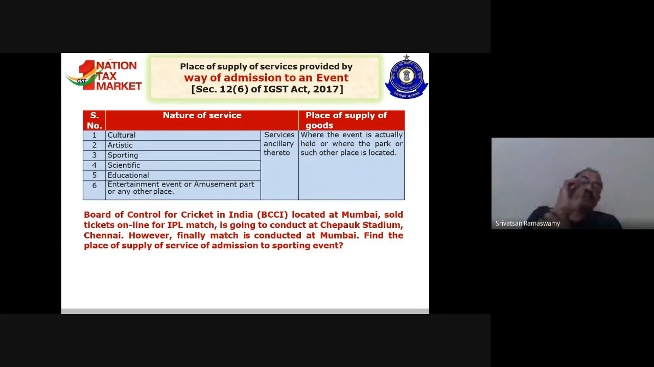Initially, it was scheduled to be held in Chennai. However, due to exigency, it was shifted from Chennai to Mumbai. The tickets were actually sold only for the event to be held in Chennai. Finally, the event actually happened only in Mumbai. So what is the place of supply for the admission of the sporting event?